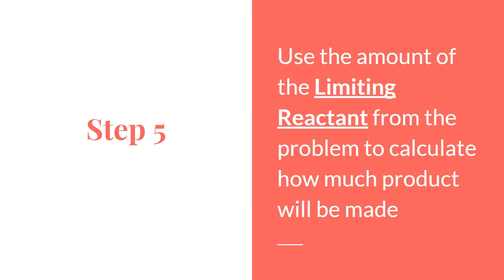So now at step 5, we are going to use the amount of the limiting reactant from the problem to calculate how much product is going to be made. So just a reminder that you are not using the calculation from the last step. So you are not using the 110 grams of copper oxide. You are using the number from the problem. So you need to start with the 35 grams of copper oxide. So please pause the video, give this a shot, and then hit play when you are finished.